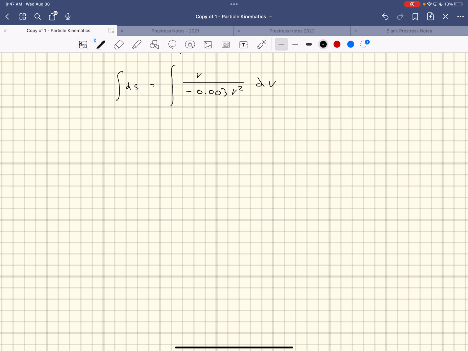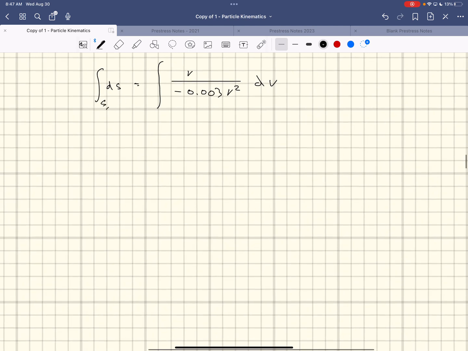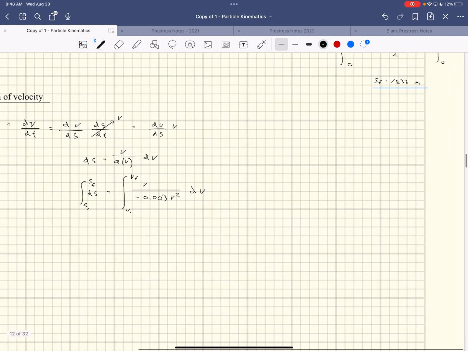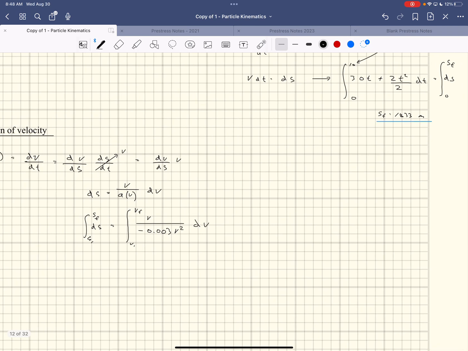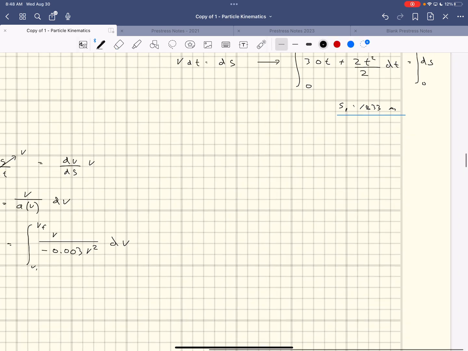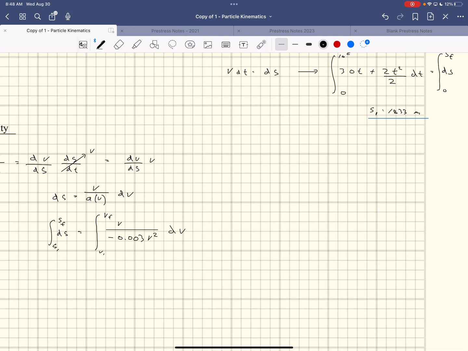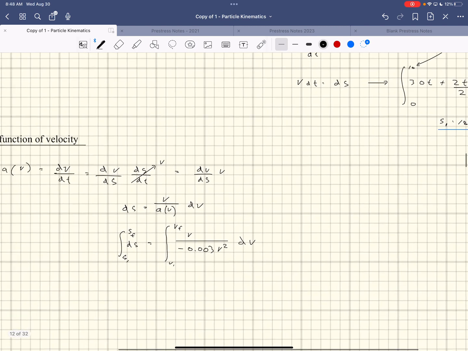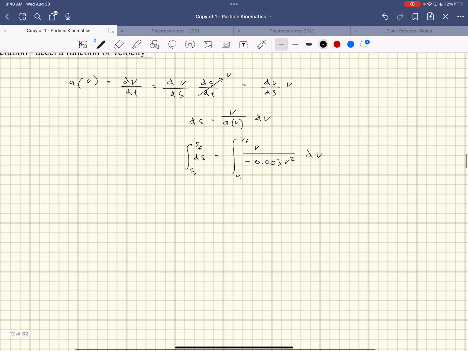The bounds of this integral are going to be from S1 to SF, and this is going to be from V1 to VF. It's going to go from the beginning of the stage to the end of the stage. And this actually, I called it SF. Let's call this S1 over here. It's not the final. It's the position after that first stage. And then the velocity after that first stage is 400. That was given to us.